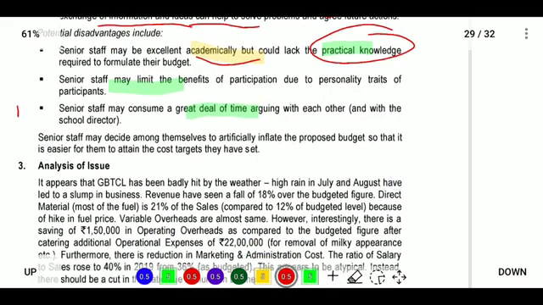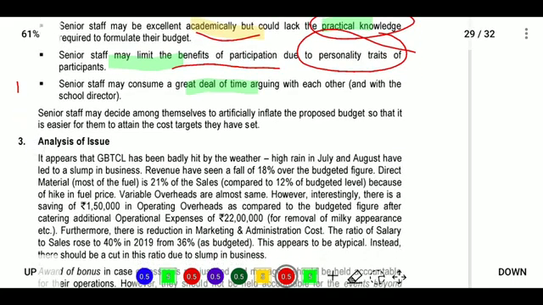And senior staff may limit the benefit of participation due to personality threats. They will feel inwardly, I am the higher person, why should I go when I see juniors called. So they will not participate in regular meetings. They come with a sense of superiority. For each meeting they feel, I am the high level authority, why should I go to small meetings. That is the threat.